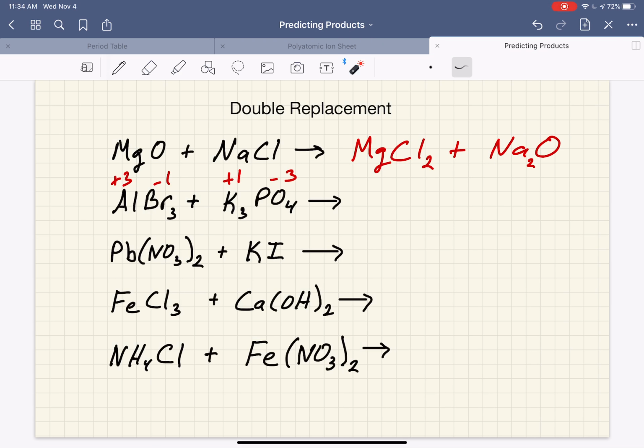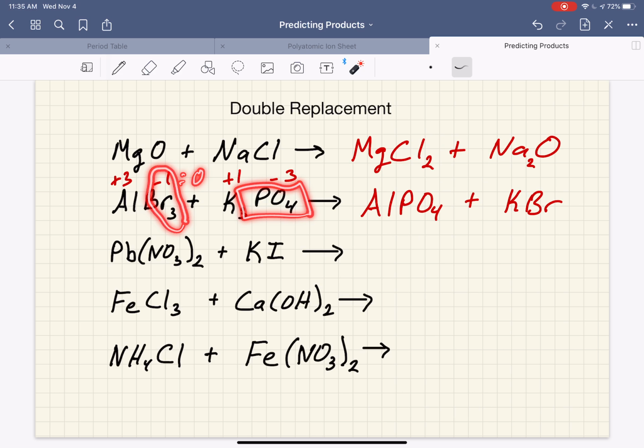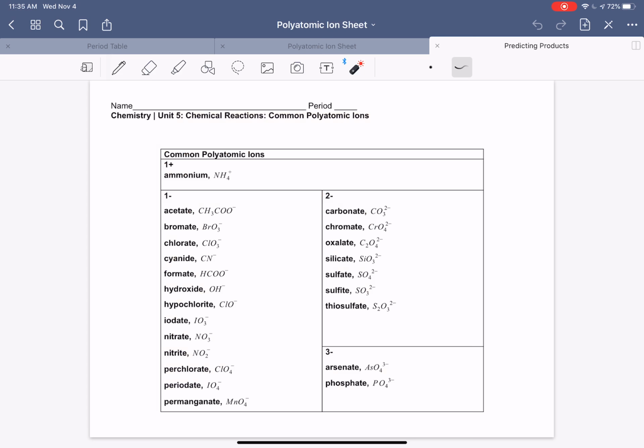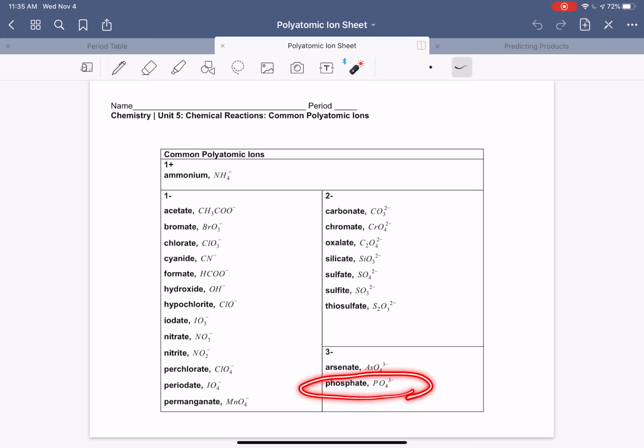All right, so we can use this information to come up with the correct chemical formulas for the products. Here is aluminum phosphate and potassium bromide. Notice that I did not carry over any of these subscripts. These subscripts are identified because of the charge, right? We needed to have 3 of those bromines in order to get the overall charge equal to 0. This one right here is a polyatomic ion. Polyatomic ions have to stay as a package, just as they are written on this polyatomic ion sheet.